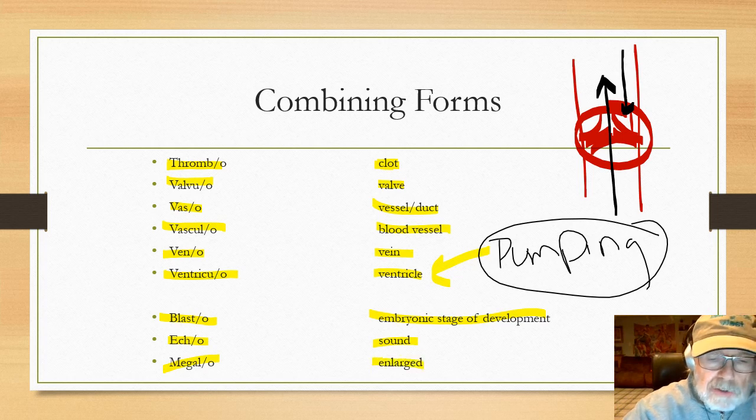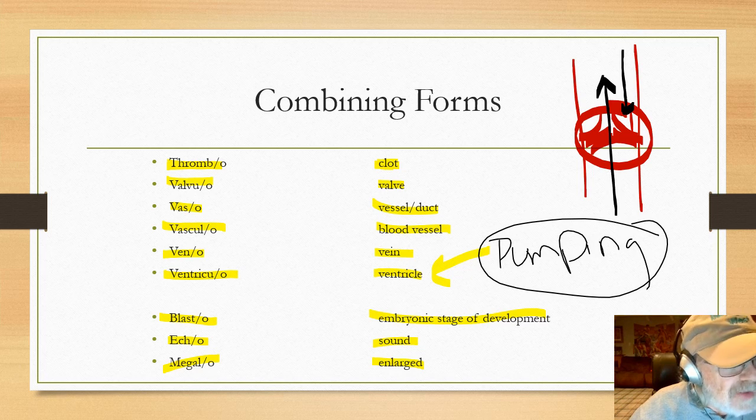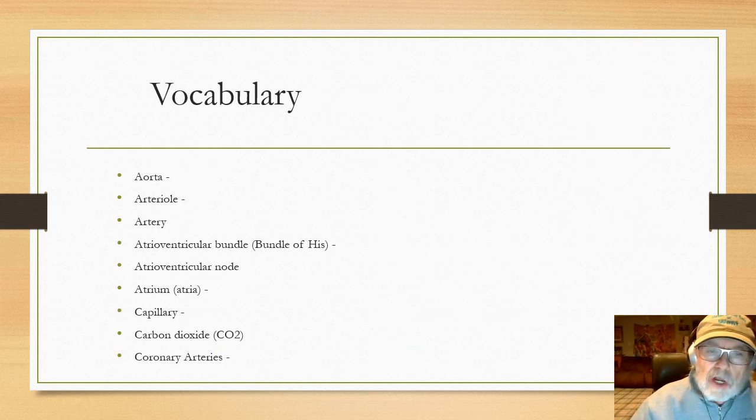Megalo means enlarged, okay? And this could either be used as a combining form or as a suffix. Cardiomegaly means enlargement of the heart. We see that with heart failure, okay? So that's what that is. Let's talk about some vocabulary terms and get you in tune with that.